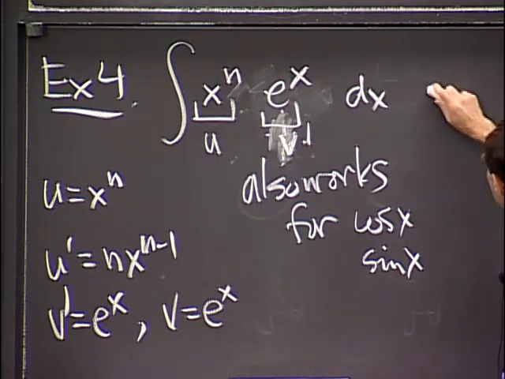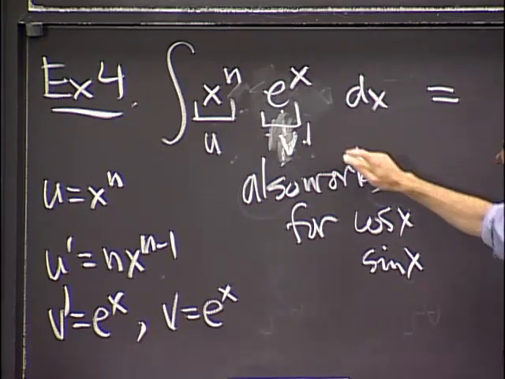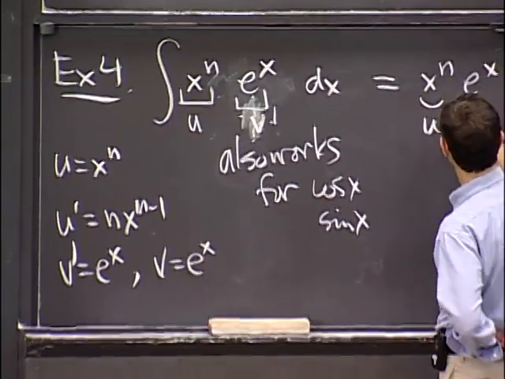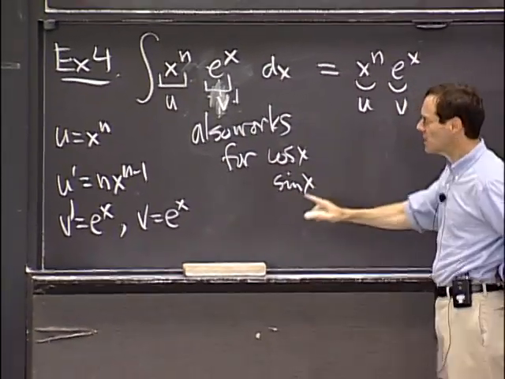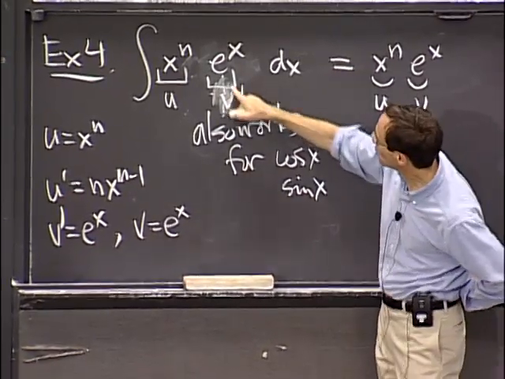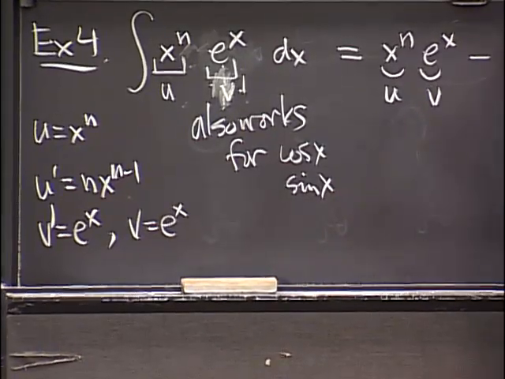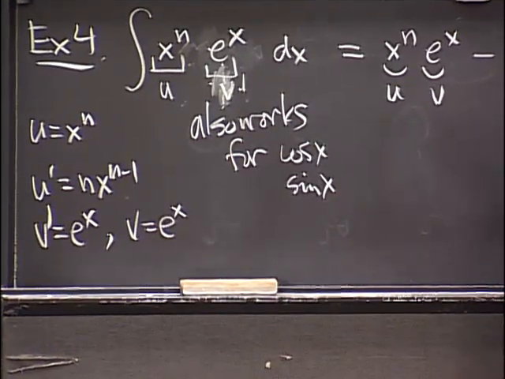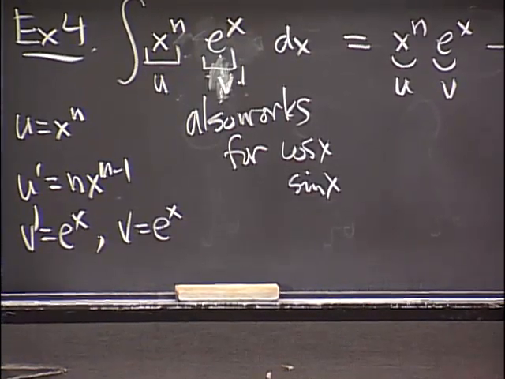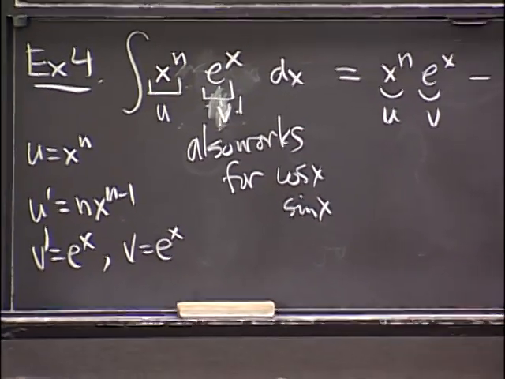All right? So now I have u and v prime, and now I get x to the n, e to the x. This again is u, and this is v. So it happens that v is equal to v prime, so it's a little confusing here. But this is the one we're calling v prime. And here's v. And now minus the integral, and I have here n x to the n minus 1, and I have here e to the x. So this is u prime, and this is v dx.